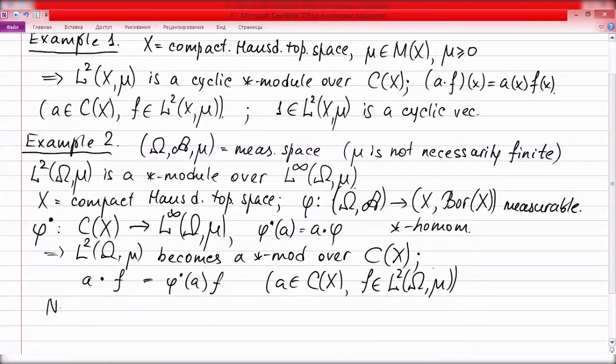So L2 of omega mu becomes a star module over C of X. And let's introduce a special notation for this module. It will be denoted by L2 of omega mu phi. So the structure of the C of X module is determined by the map phi.